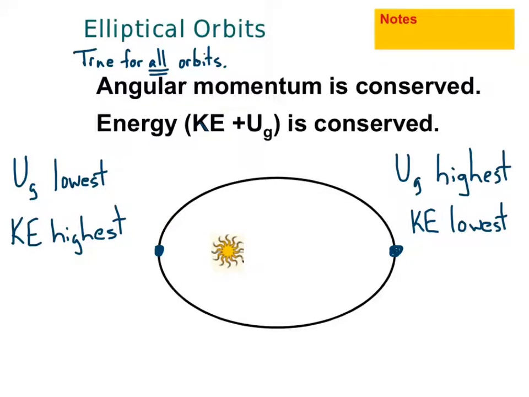Now, the fact that gravitational potential energy only depends on the distance you are away from the sun. That means if you are, say, in this position, and you know the distance from here to the sun, you could actually calculate the velocity at this point because total energy in the orbit is conserved.